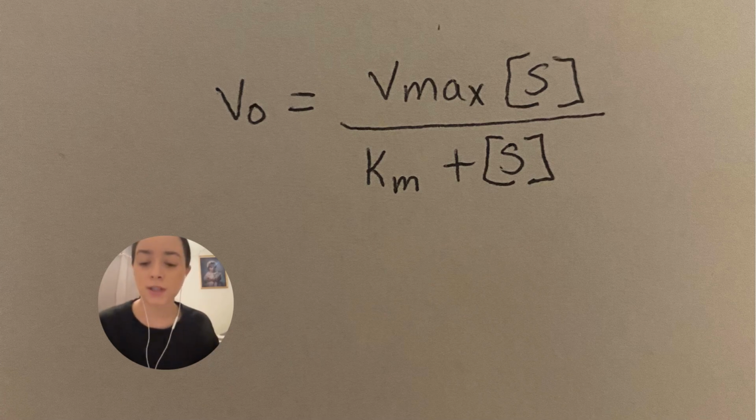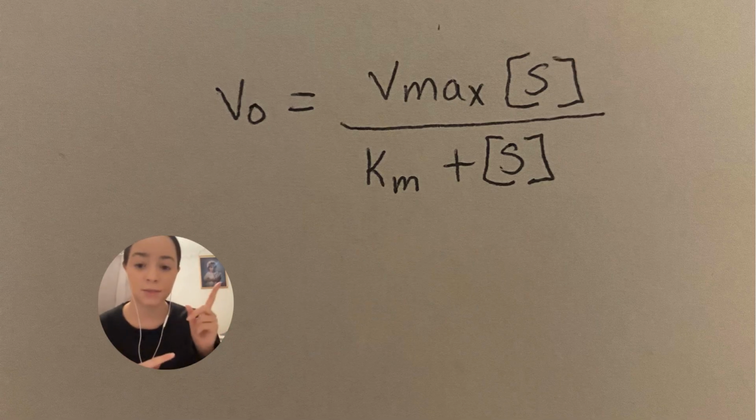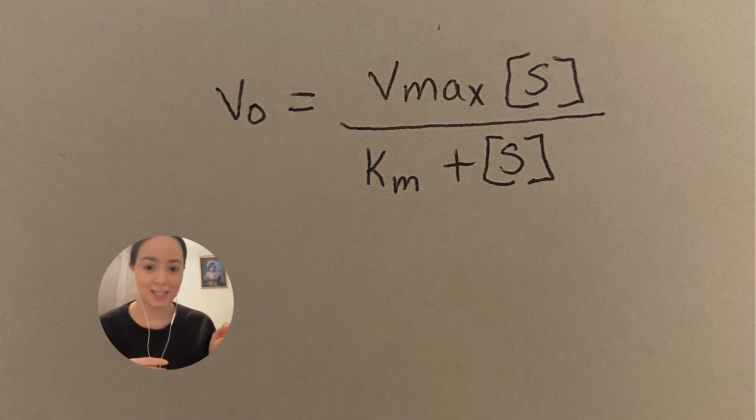So, in order to understand what enzyme kinetics is and what Km and Vmax mean in relation to enzyme kinetics, we need to understand what the Michaelis-Menten equation and graph look like first. So this is the Michaelis-Menten equation.